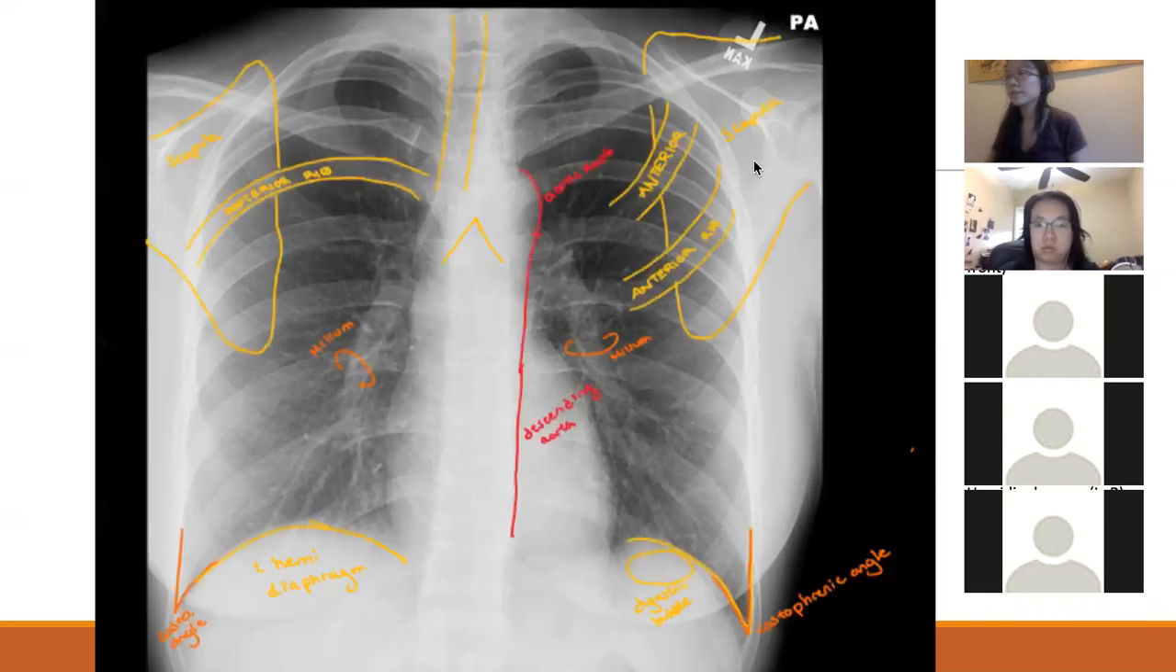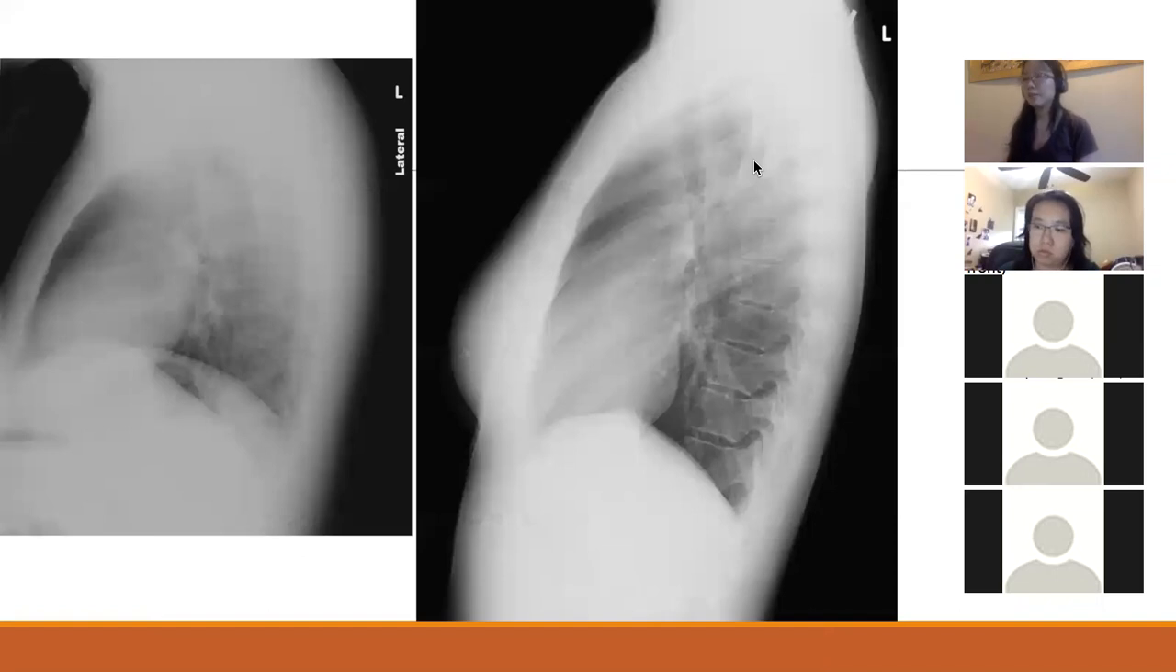Yeah, so now let's take a look at the lateral view. I'm going to be completely honest, you can see most of the same structures, right? You can see the esophagus coming down here. You can see the ribs, you can see the heart.